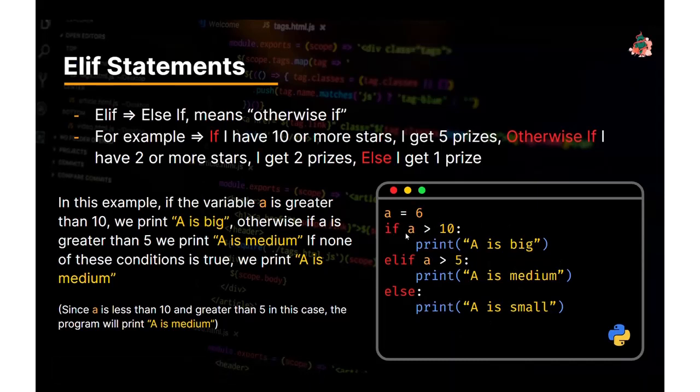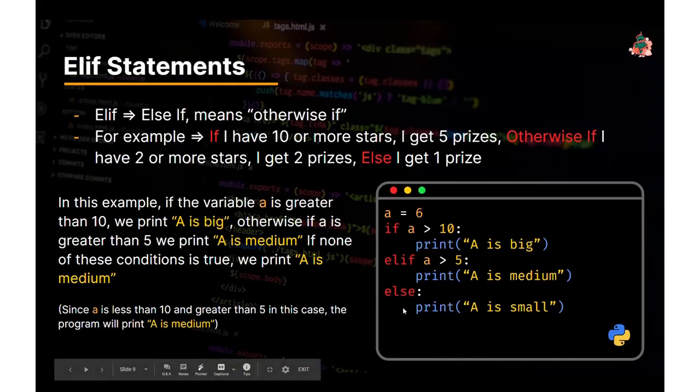If 6 is greater than 10, we would run this code, but 6 is not greater than 10. So then we move on to the elif statement. We see, is 6 greater than 5? Well, yes it is. So then we would print a is medium. Meanwhile, if a was 11, then we could just say, if 11 is greater than 10, which is true, we print a is big and we can skip the rest of this.